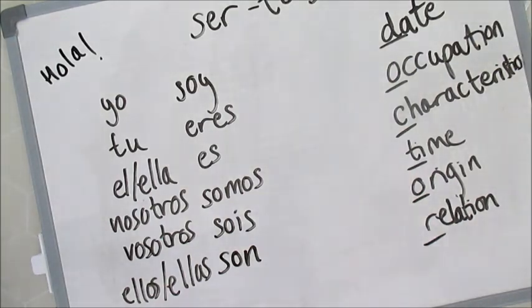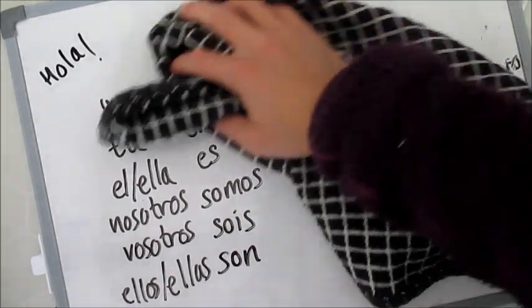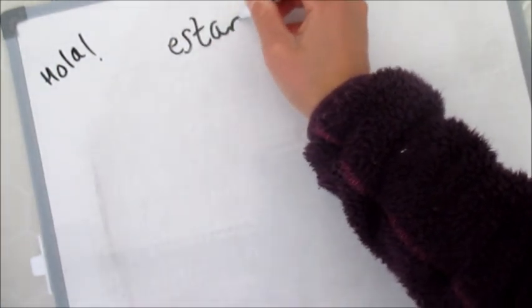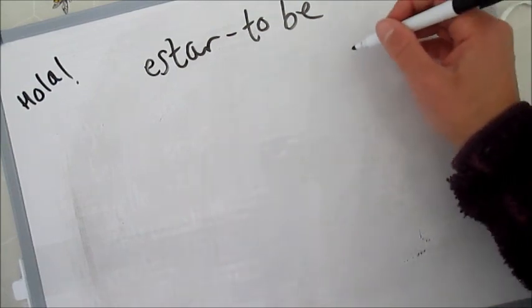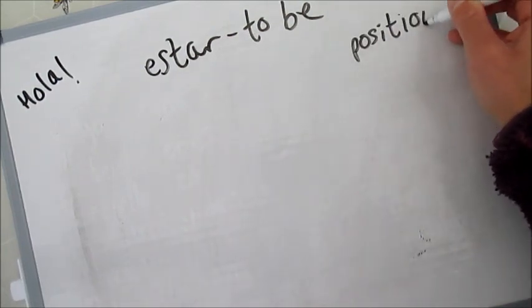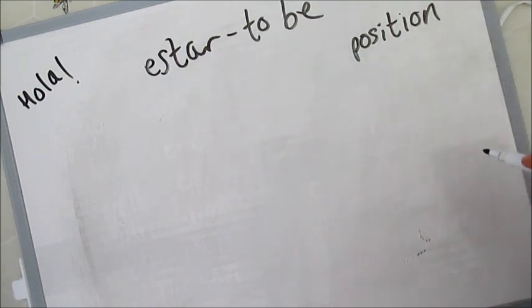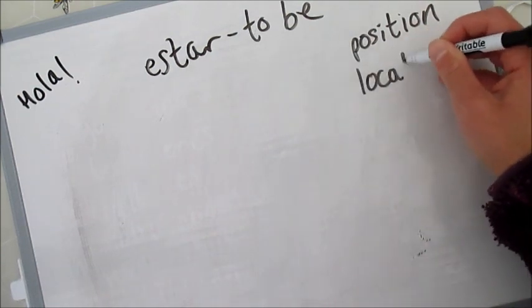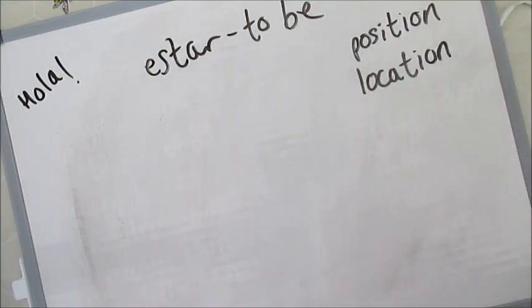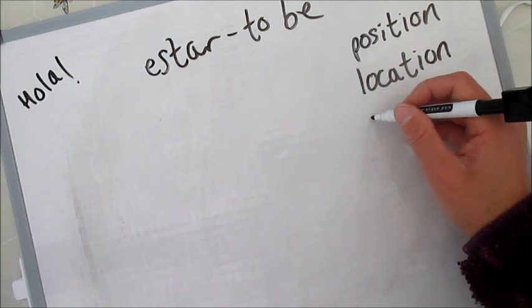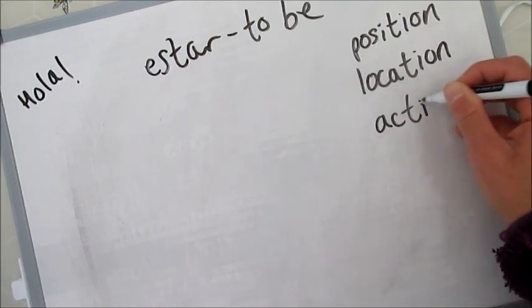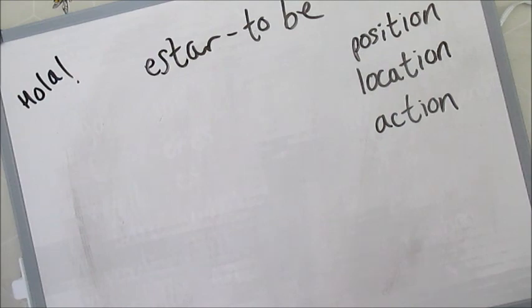Okay, the other verb for to be is estar. So estar, this also means to be. We use this when we are talking about the position of things. So is it under the table? It is on top of the chair, things like that. Location, so England is in Europe, Manchester is in England, we would use estar. Action, so what is someone currently doing? So they are playing. They are there, we would use estar.